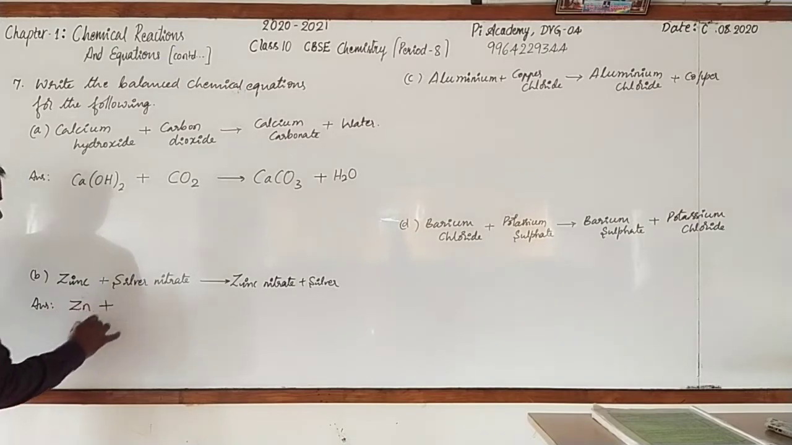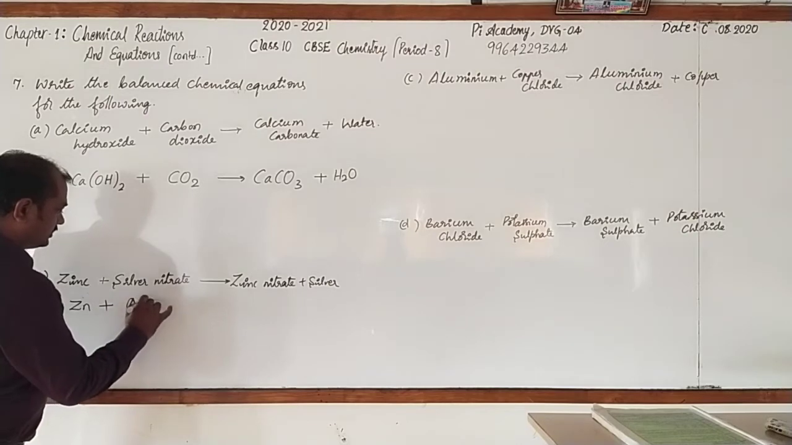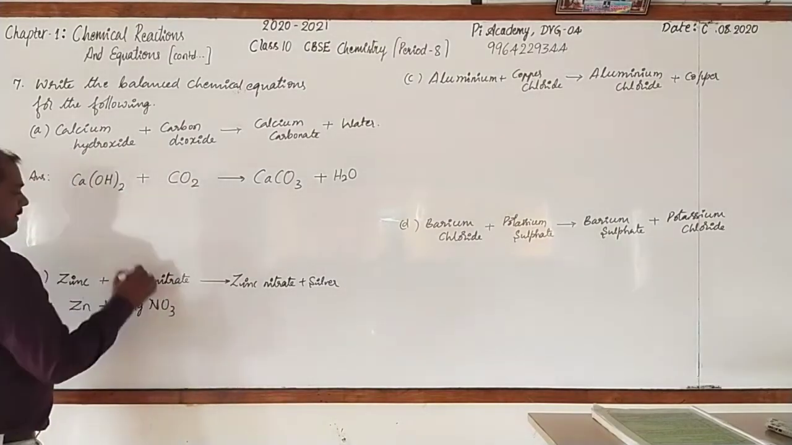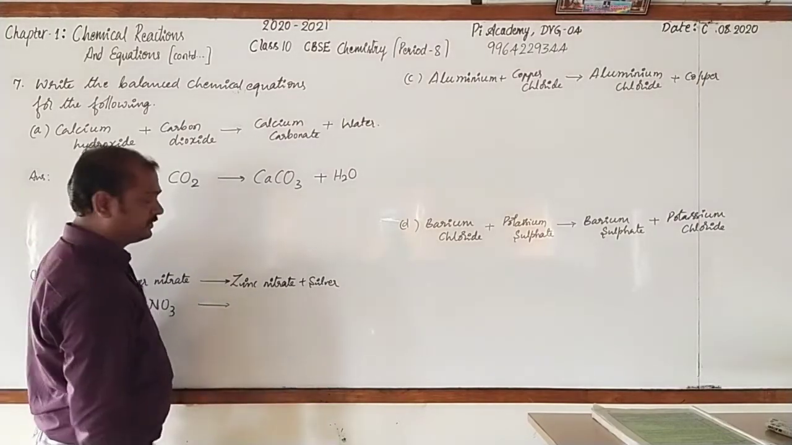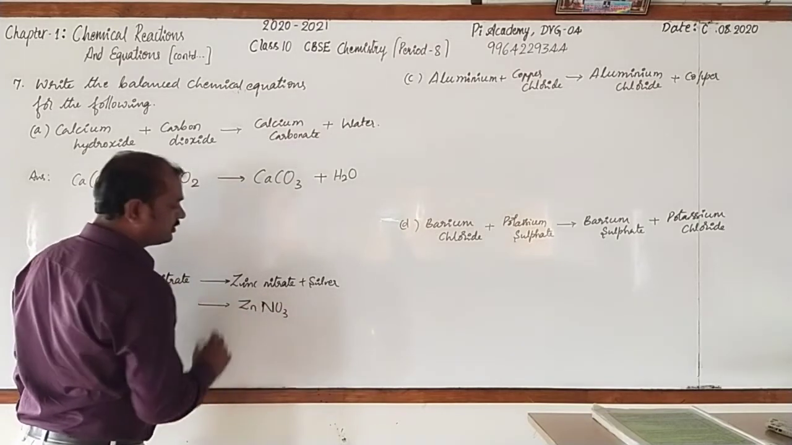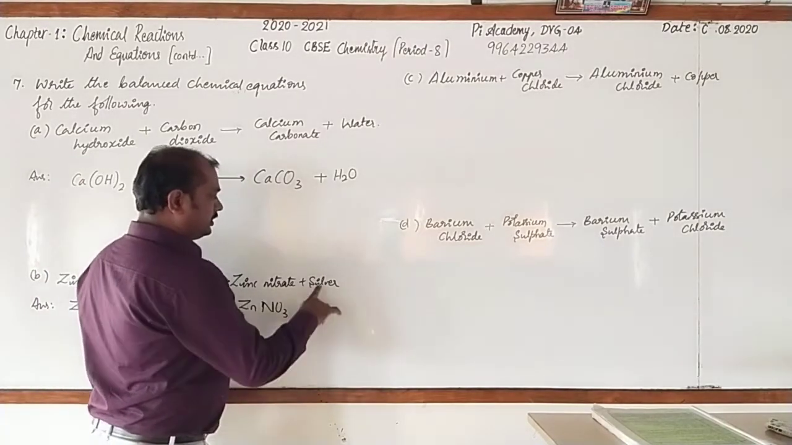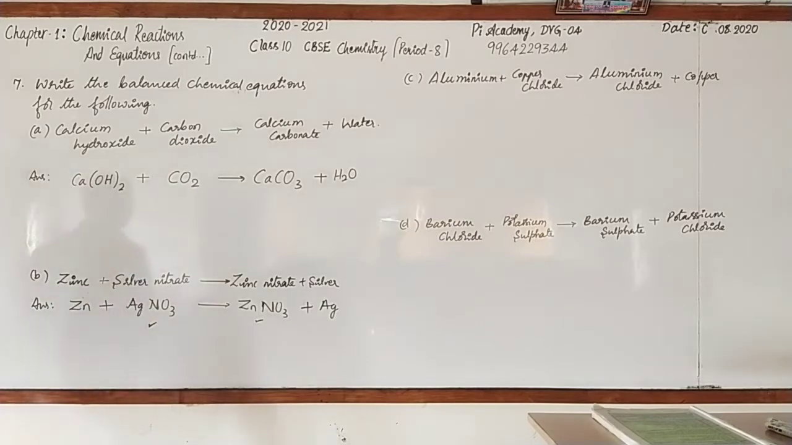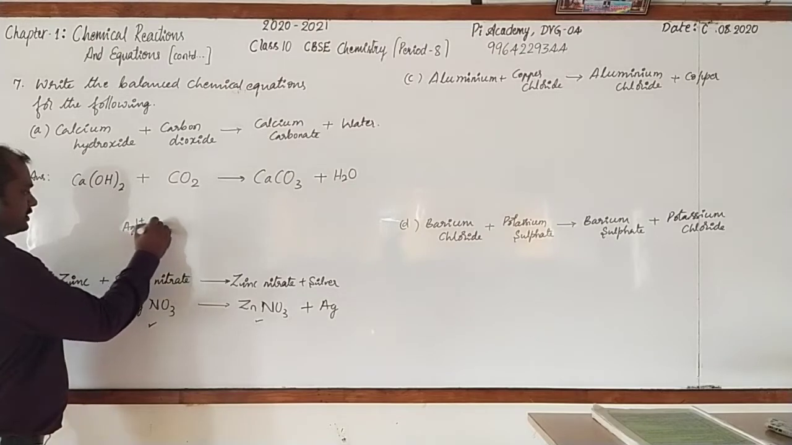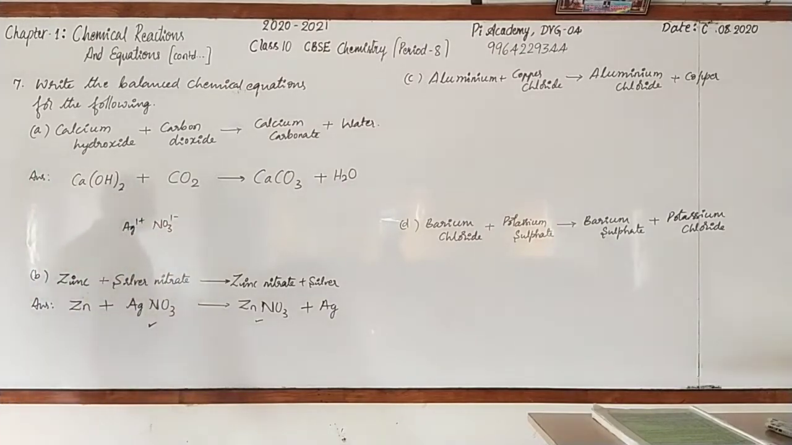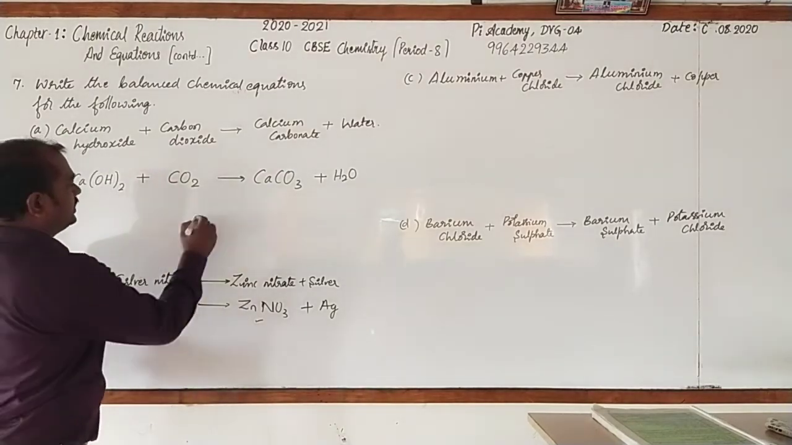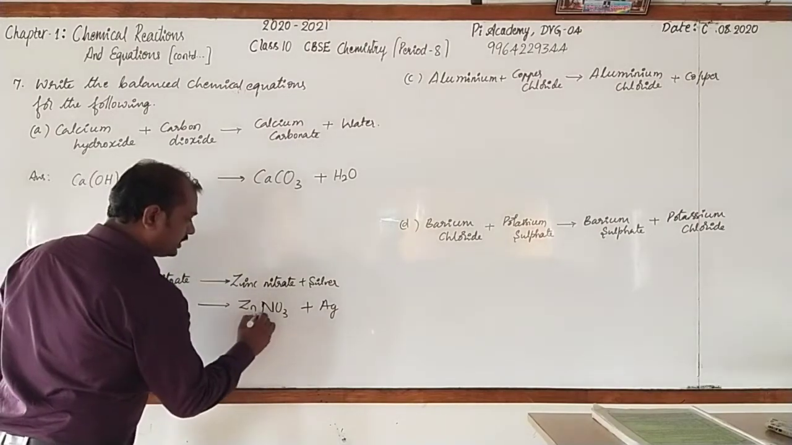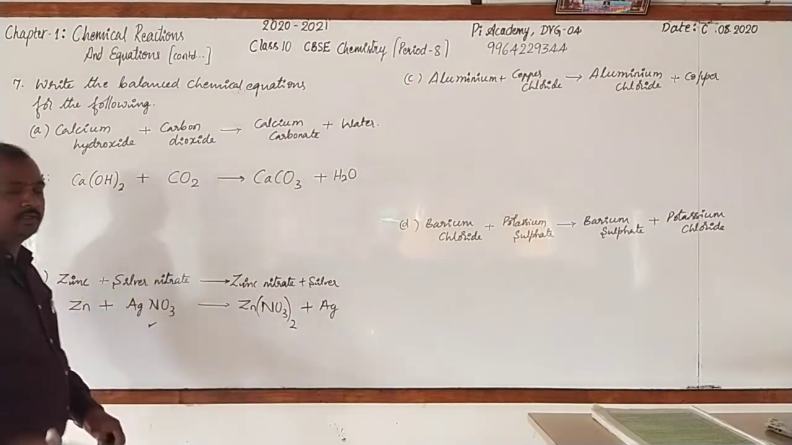Zinc, Zn, plus silver nitrate. Yes, it is AgNO3, right? Or AgNO3 twice. Afterwards, we shall come to know that. Zinc nitrate. Can we write ZnNO3? Next, it is silver, it is Ag. Now you check whether these two are right. Are these two right? Here, Ag 1+, NO3 1-. Crossing over charges, you will get AgNO3. Zinc, it is Zn 2+, right? And NO3 1-. Then what do you say? It is Zn(NO3)2, right? Yes, it is. Next one.